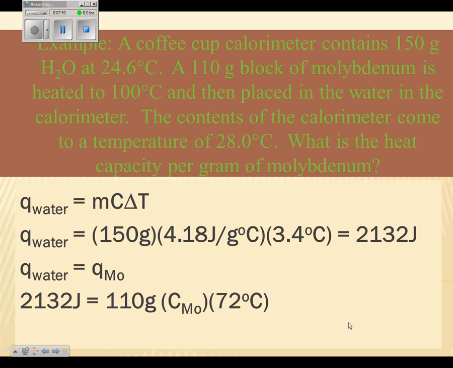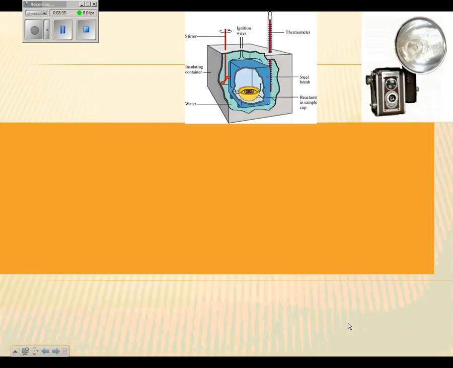Some of you are going to want to do it as MC delta T equals MC delta T, and that's totally fine, or you can do it as two separate problems. Just make sure you use the entire value when you plug it back in. So if it's really 2132 point something, use the entire number to get something more accurate. And so you end up getting 0.27 joules per gram degree Celsius.